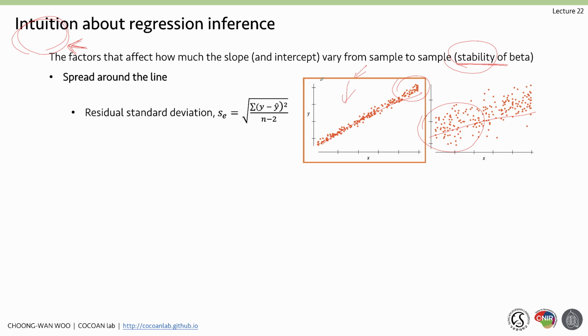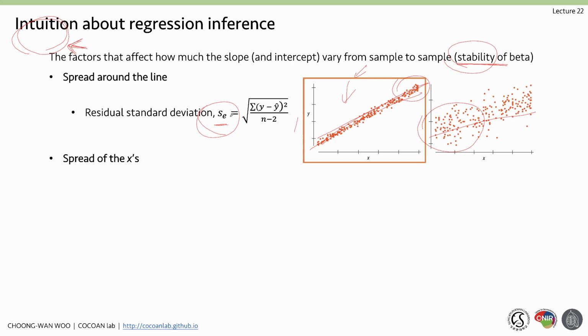What is the metric that quantifies this? This is the residual standard deviation, the spread from the predicted y. So we take y minus y hat, square it, sum that, divide by n minus 2, and take the square root. This is the residual standard deviation.